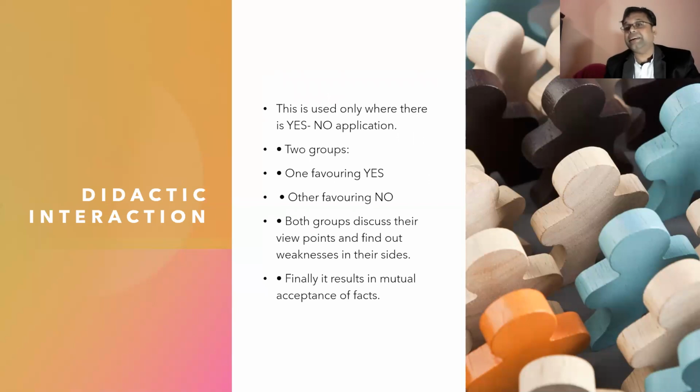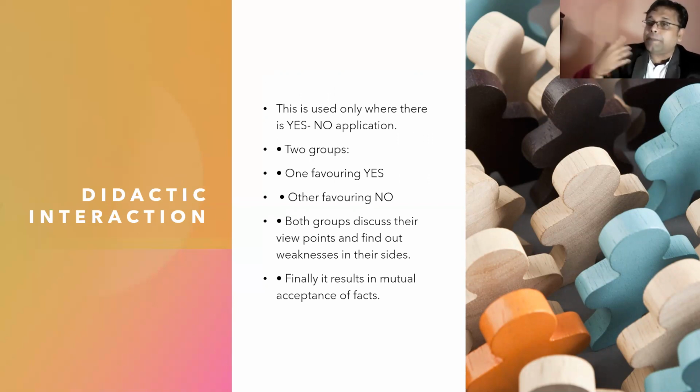Next is didactic interaction. It is a simple yes or no format. There will be two groups created. One is the yes group, another will be the no group. Simply, one group would be in favor of the motion, saying that this decision can be taken. Another would be against the motion, saying that this decision cannot be taken.